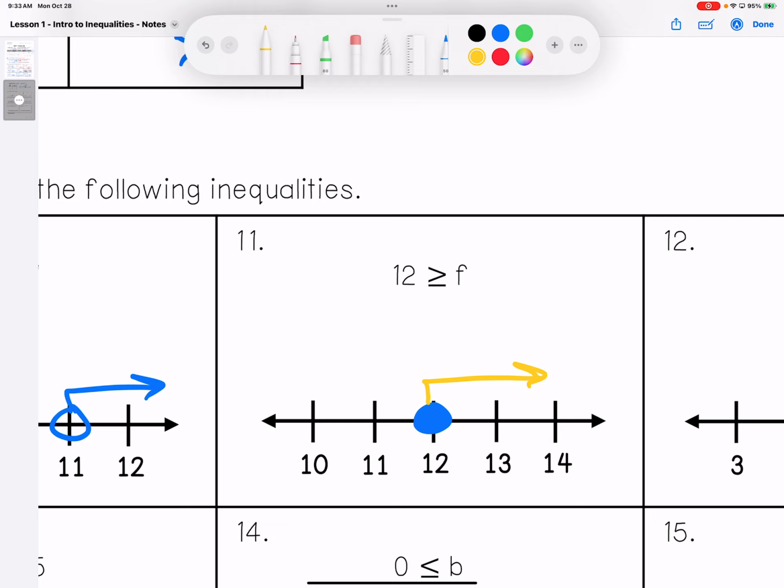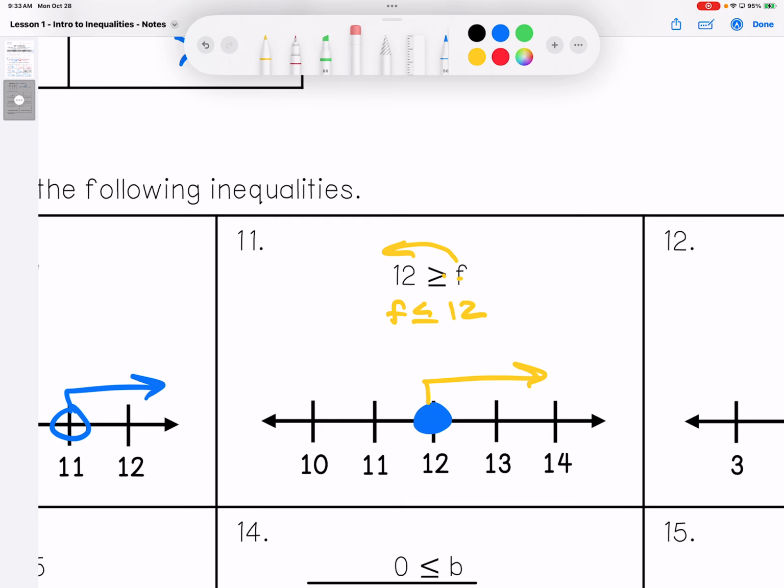But let's restate the question. 12 is greater than or equal to F. So F is actually less than or equal to 12. So if I were to put the F on the other side, I'm going to read it backwards: F is less than or equal to 12.